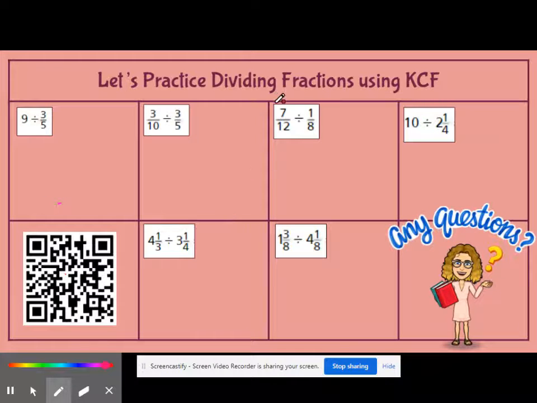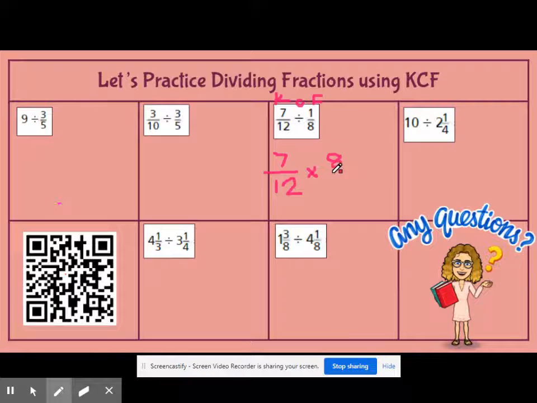Okay, the next one, remember, we do keep, change, flip. We're going to keep it as 7/12. We're going to change it to multiply, and we're going to flip this to 8/1. Once you have that multiplication sign, you can go straight across. 8 times 7 is 56. 12 times 1 is 12.